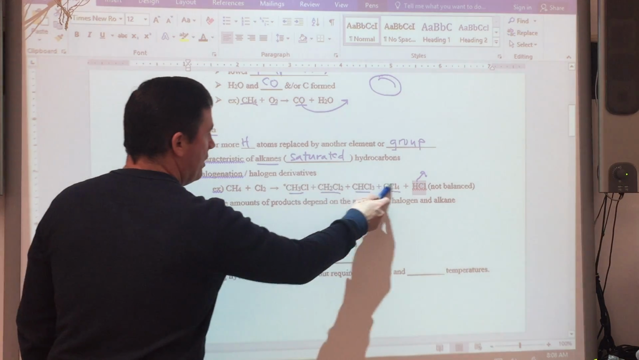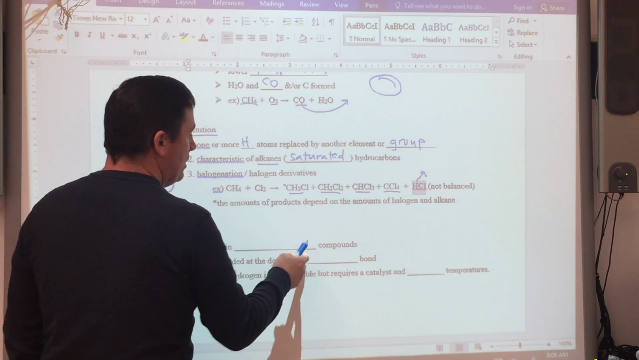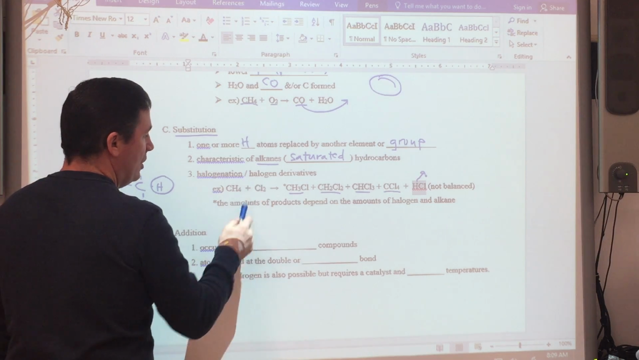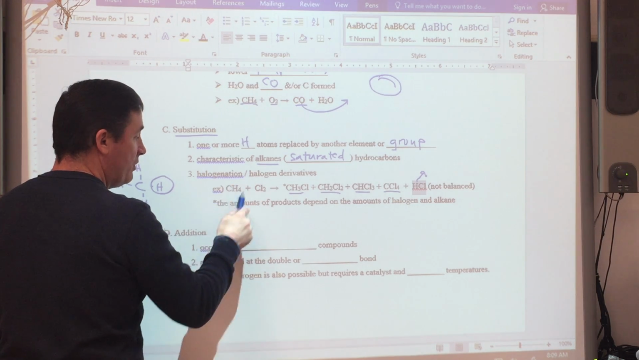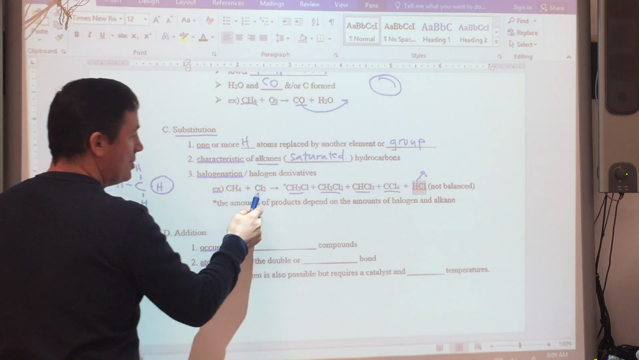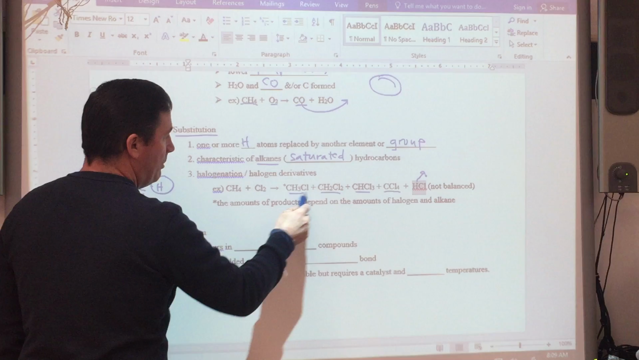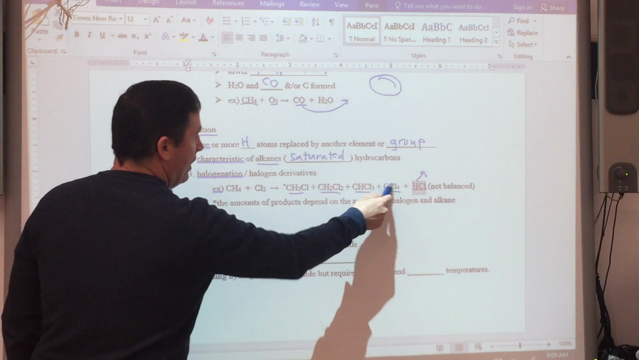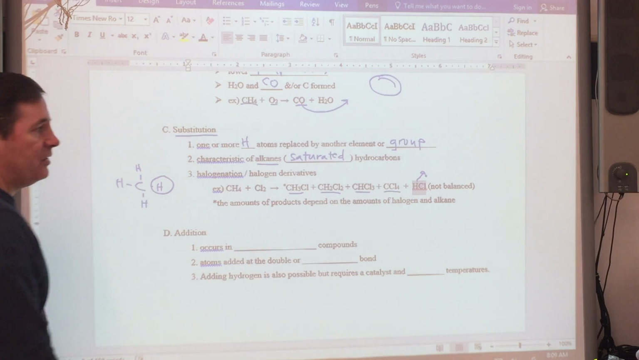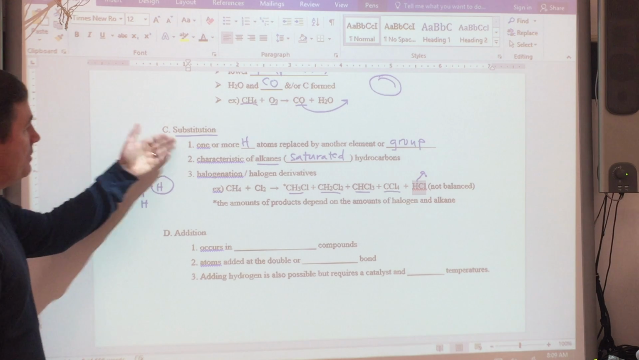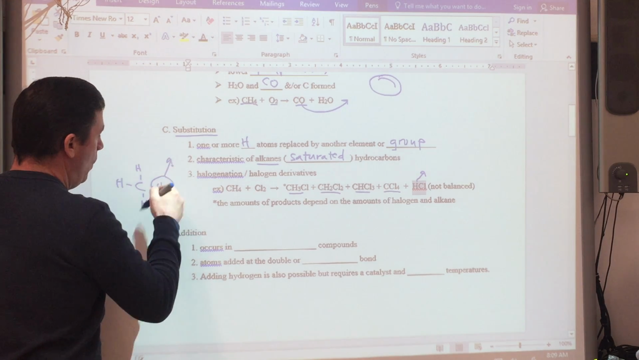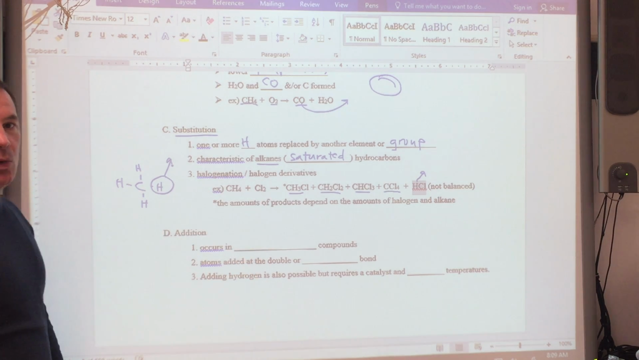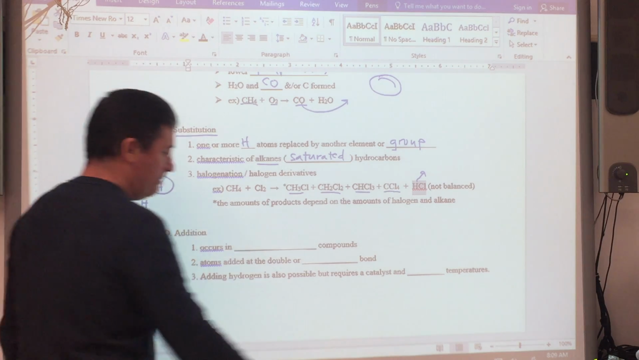Now, there are different products here, and which combination of these you get depends on how much of each. So if you have a lot of methane and not that much chlorine, then you will end up with products over in this range. But if you have a lot of this and less of that, then you'll end up with stuff over in the right-hand side. Okay? So substitution, you're basically kicking out one or more of the hydrogens and substituting that for a chlorine or maybe a bromine. Okay?